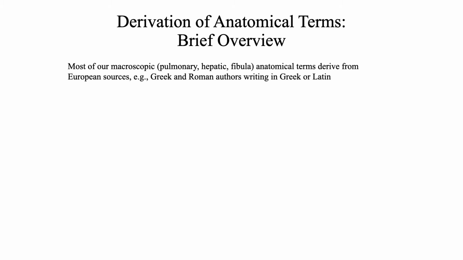But first, a brief overview of anatomical terms. Most of our macroscopic anatomical terms derive from European languages and sources, from the ancient Greek and Roman authors writing in Greek or Latin, or medieval anatomists and physicians also writing in Latin, which we'll get to in a minute. And by macroscopic, I mean large structures like the cornea or easily visible, like the thumb, as opposed to microscopic structures, which of course had to await the development of the microscope.